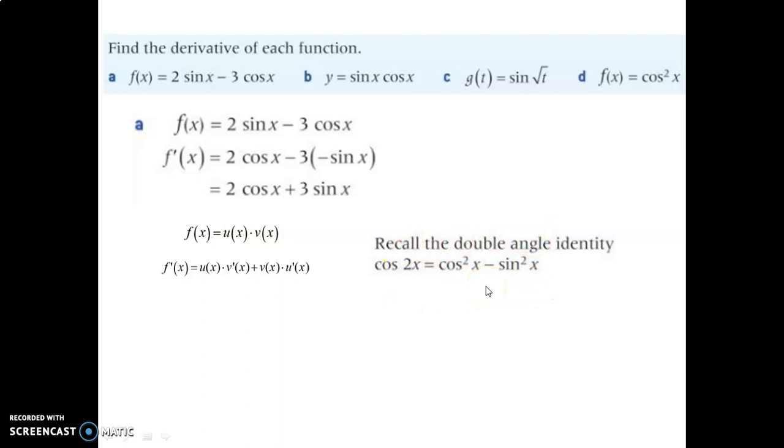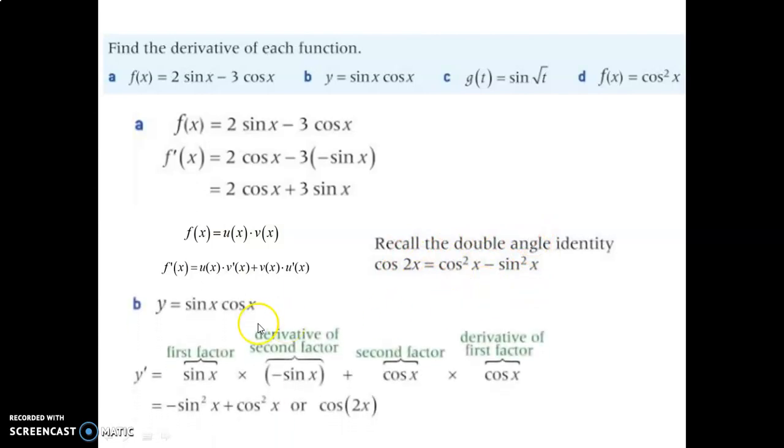So let's try. Okay, here's b. Check your work carefully. Product rule, and then simplifying it. Notice that this has been rewritten like this because of this double angle identity that we learned in the last unit.